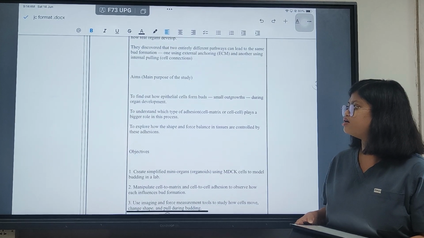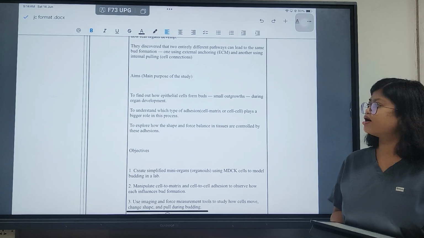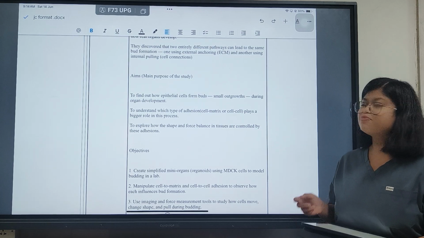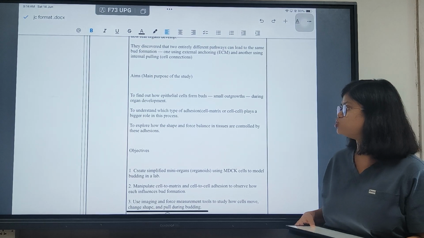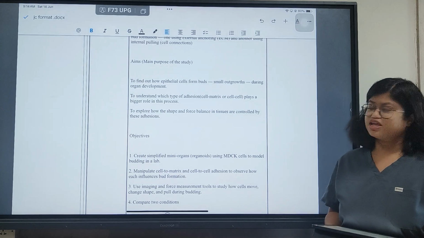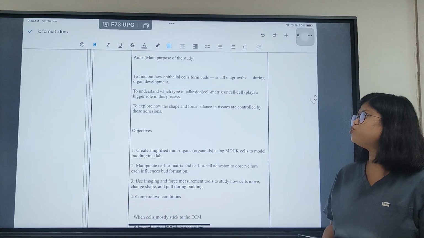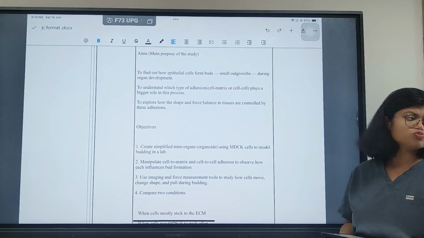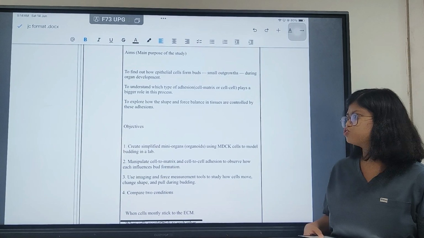The aims of the study were to find out how epithelial bud cells form. The epithelial buds, as we commonly say, are small outgrowths found on the epithelial tissue during organ development. The aims were to understand which type of adhesion plays the better role in this process, and to explore how the shape and the force balance were established using traction force microscopy.